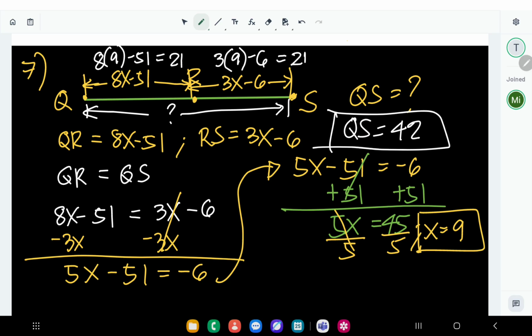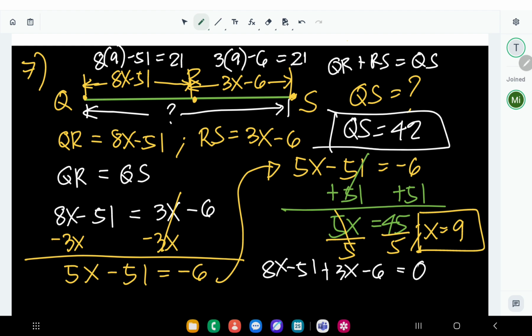I think you will get the same answer if you do it like this. QR plus RS equals QS. You do 8x minus 51 plus 3x minus 6 equals QS. And you already have the value of x, so you do 21 plus 21 equals QS. Oh, but you need to solve for the value of x first. No problem.